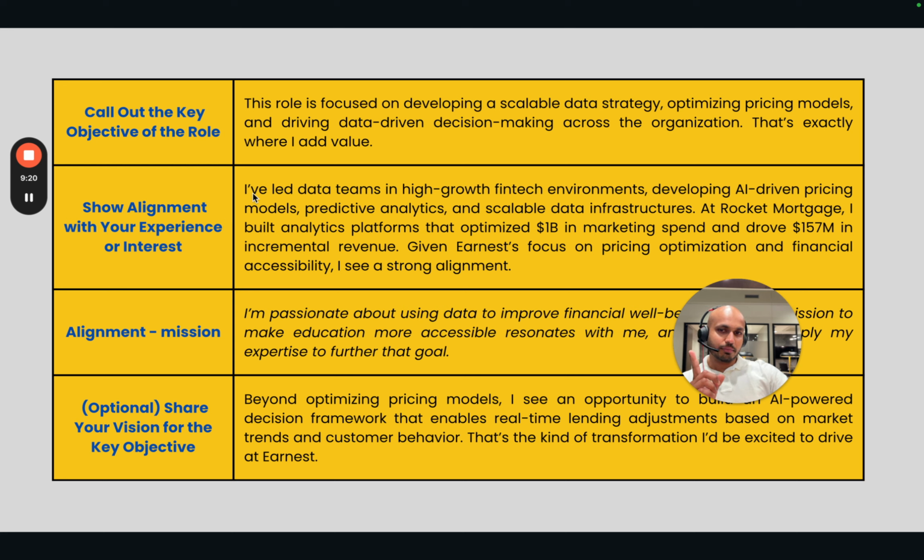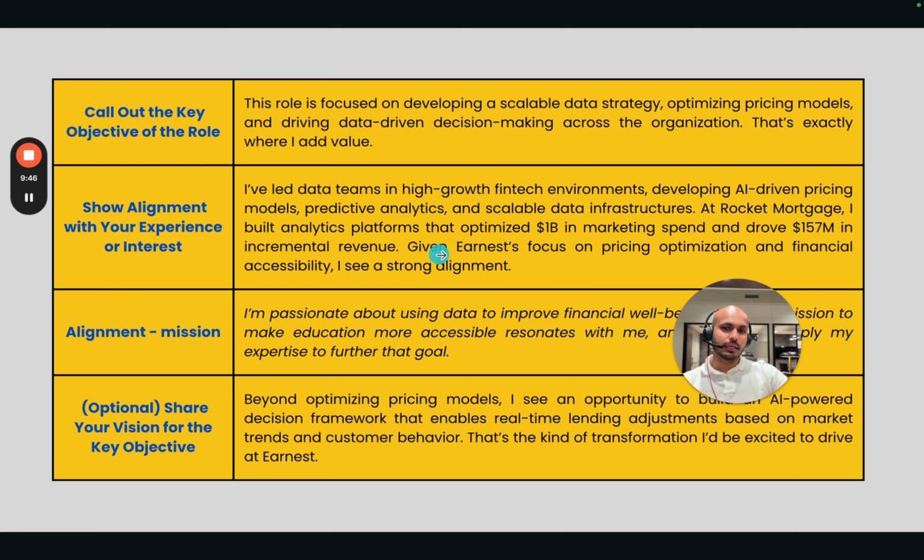So here I'm showing the alignment that, hey, I have been in these kinds of environments. So that's high growth fintech environments, which is also the target role. That's the same environment. And then I have been developing AI-driven pricing models and predictive analytics and scalable data infrastructures, right? I built these analytics platforms that did XYZ. Given your focus on pricing optimization and accessibility, I see a strong alignment, right?